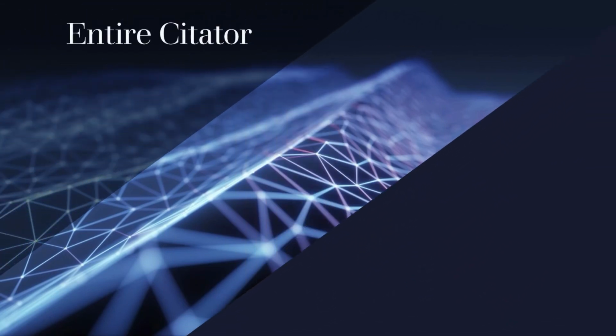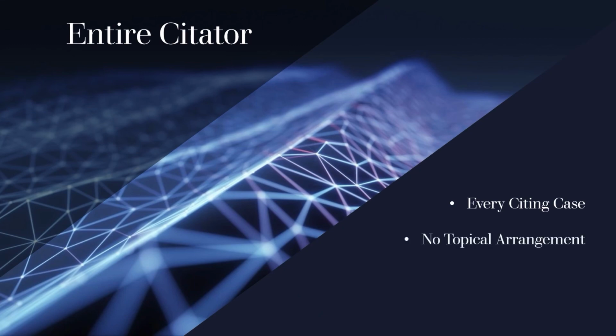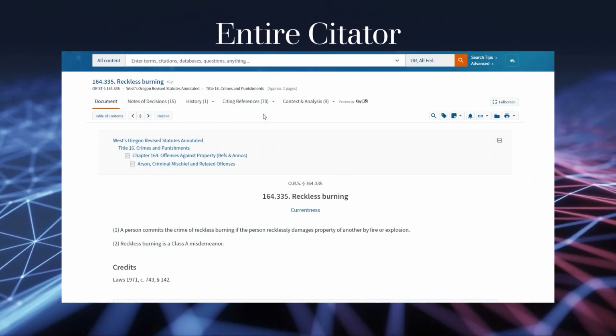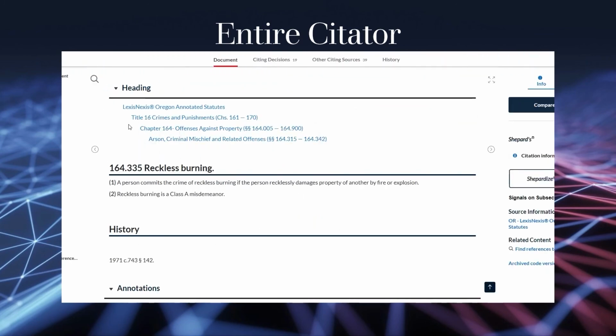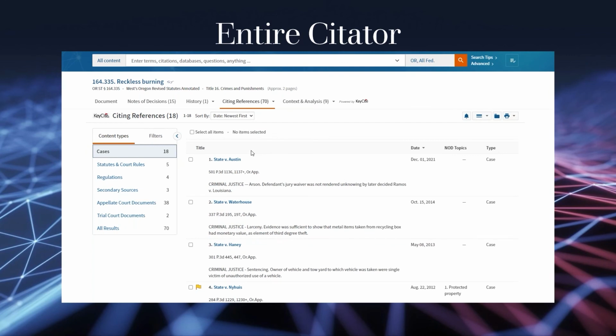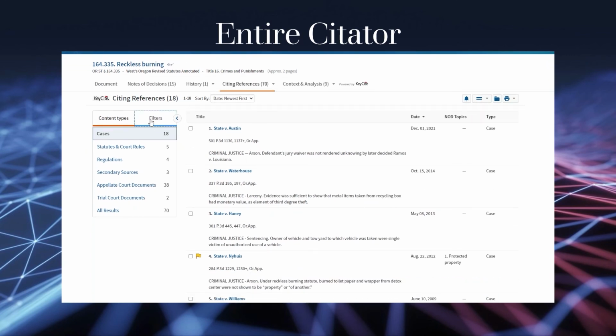Now, the notes of decisions has its limitations, the chief one being that not every case citing a statute is listed under the notes of decisions. If you don't find a relevant case or topic under the notes of decisions, you may need to broaden your research a bit and look to the entire citator to search across every case that cites to a statute. When doing this, you will not have the benefit of pre-assigned topics, but you do have a greater breadth of sources to draw from. In Westlaw's KeyCite, select citing references and then cases, and in Lexis's Shepard's, select citing decisions. From there, you can apply filters to narrow down to cases appropriate to your issue.